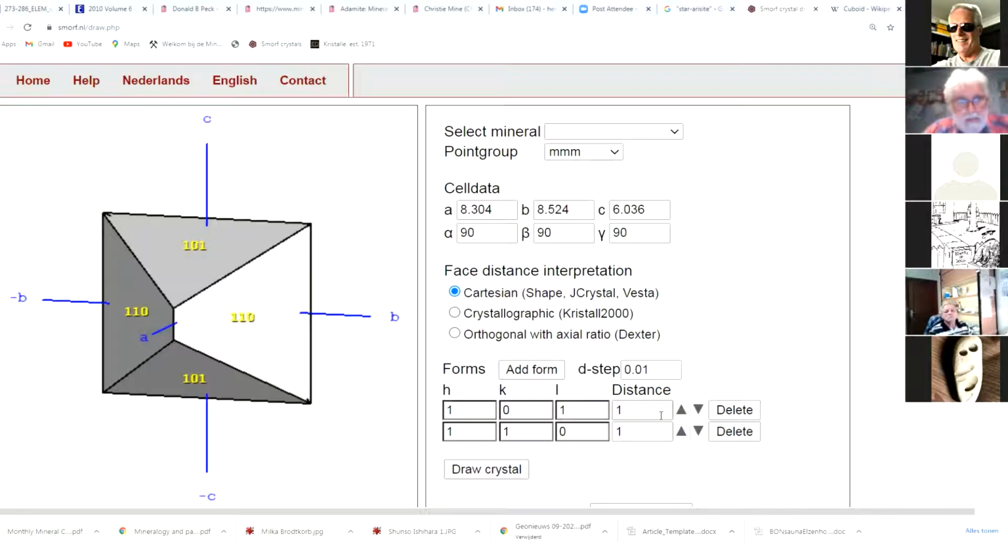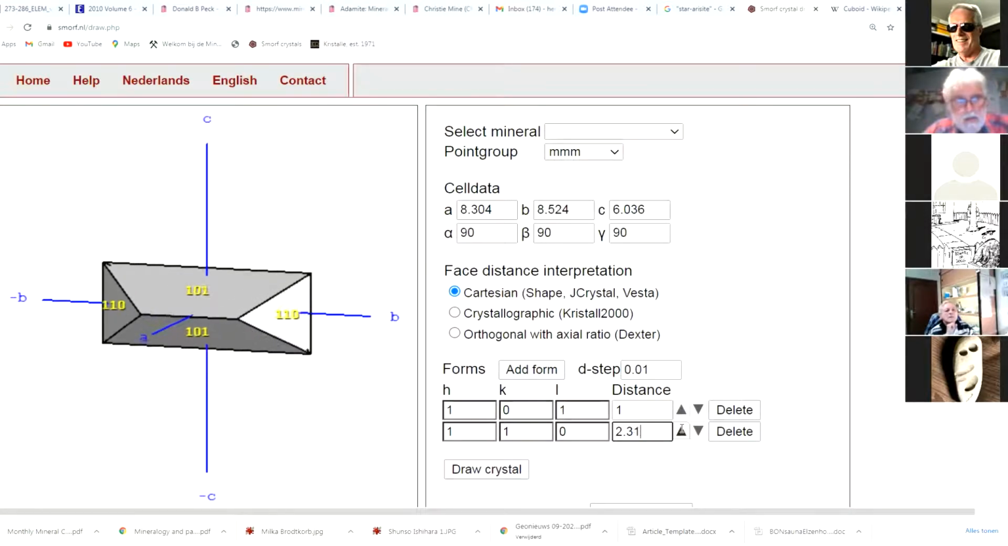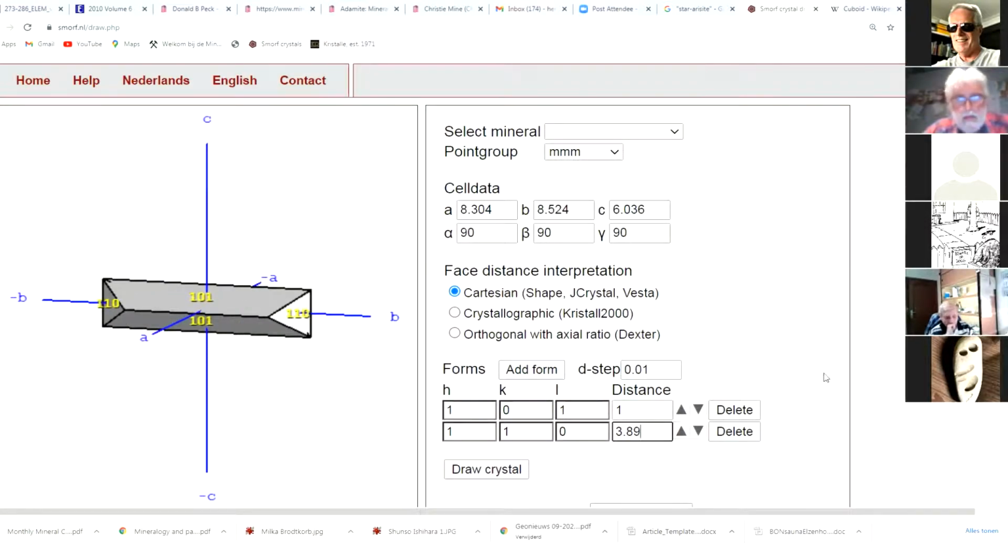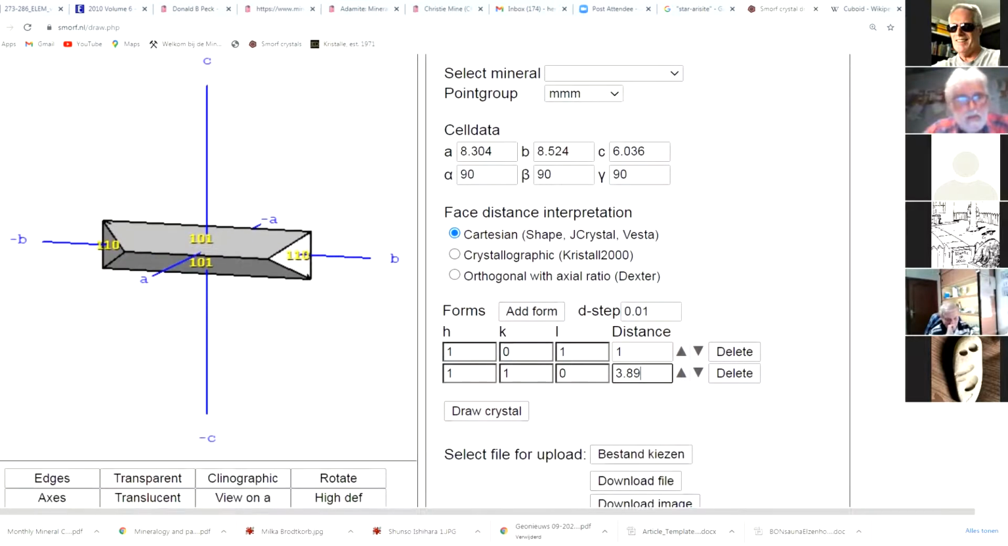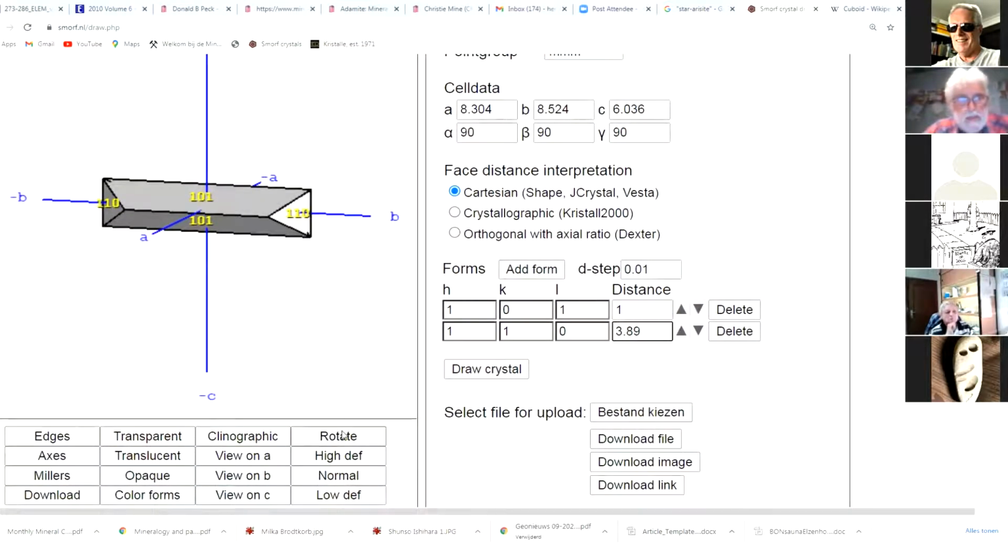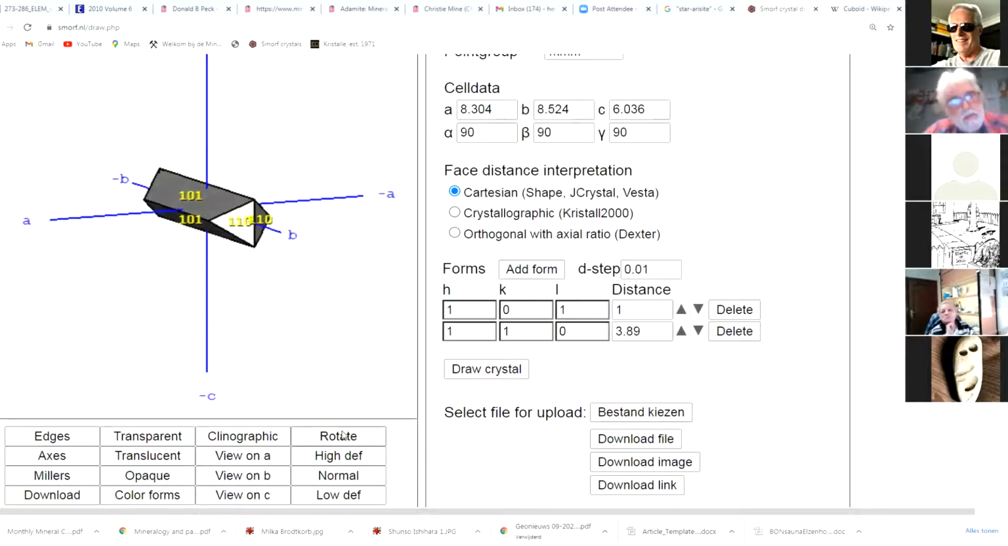And now if we add another face that is parallel to B and C and only cuts the A, then we can get a nice elongated crystal, or we could already, if we increase, see where we're going. Okay, this really looks more like an adamite crystal. Let me rotate it for you.